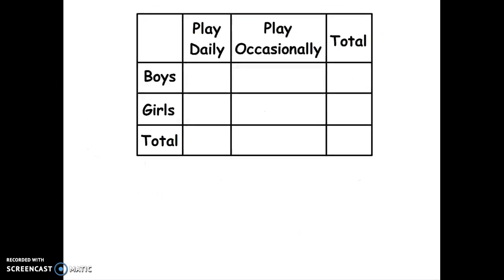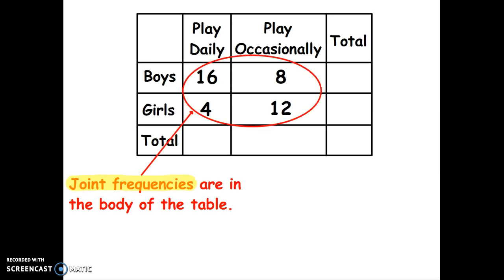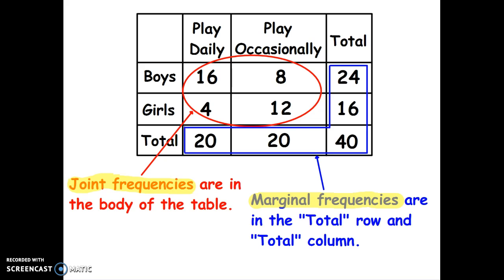So this is an example of a two-way frequency table. Within the middle of the table, you have the joint frequencies, and they are in the body of the table. Along the margins where your totals are located, these are called marginal frequencies.